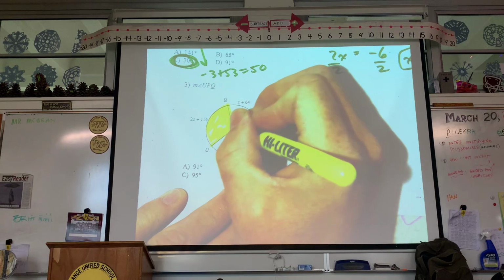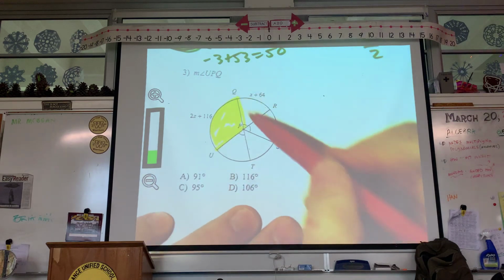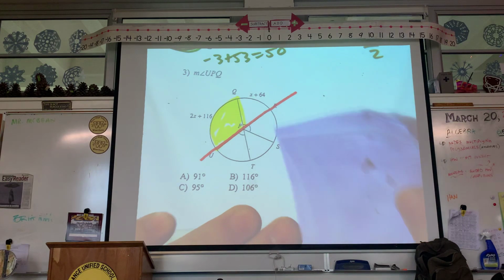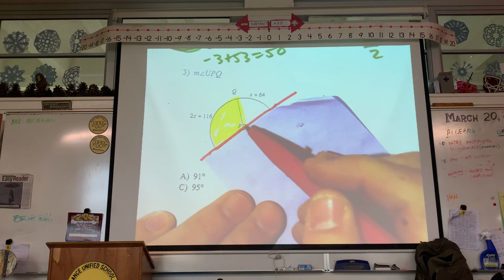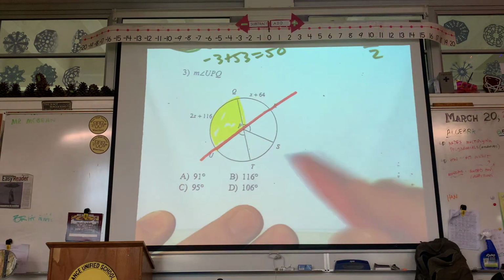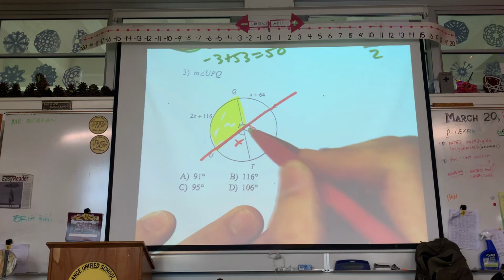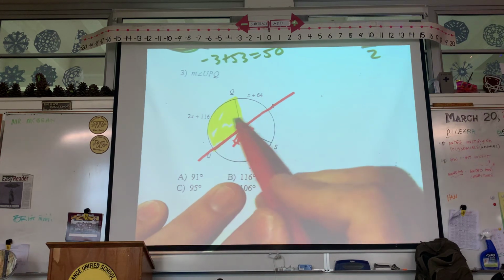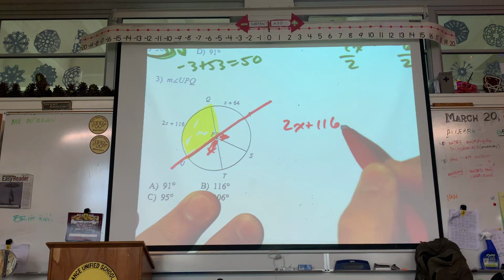Those little marks right there, those are decoys. All right, we don't need those. Don't let those distract you. Let's just solve for x and know that we're going to equal it to 180 right here. 2x plus 116 plus x plus 64 equals half the circle, which is 180. Let's solve this: 2x plus 1x is 3x, and 116 plus 64 equals 180.